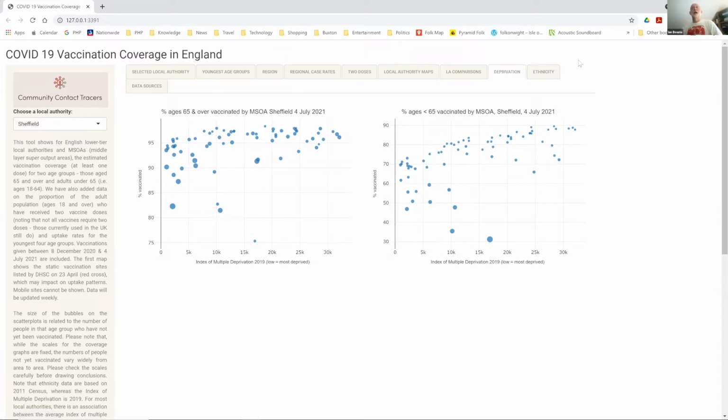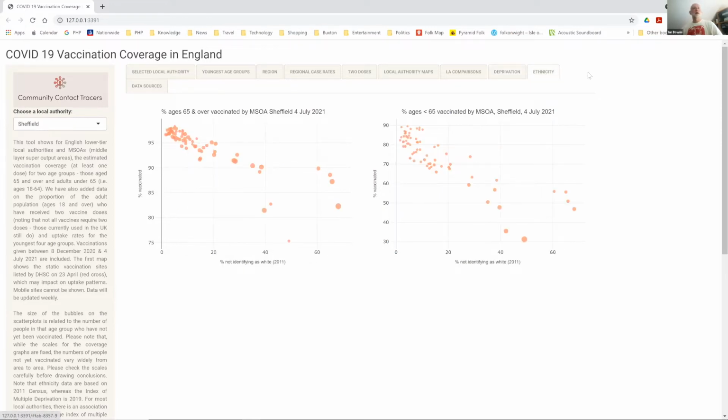Okay. Thanks, Nick. Right, just finally, on the issue of ethnicity. Now, we've seen quite a lot of figures that uptake of vaccination has been different in different ethnic groups. Unfortunately, the uptake figures, as far as I can tell, are not available at very small areas by ethnicity.